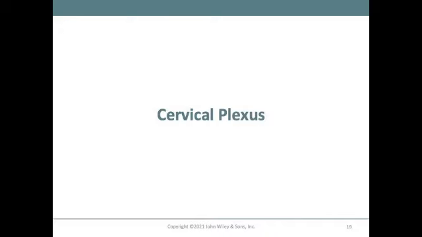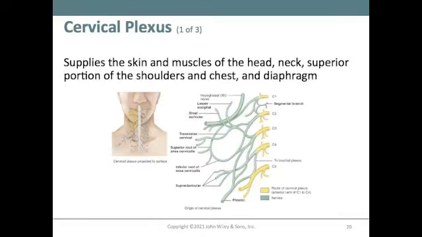For the cervical plexus, this is 13.3 starting on page 471, and this is figure 13.8 on 472. So we talked about it here for a second. The cervical plexus is going to affect these parts of your body. Let's see what it says. This supplies the skin and muscles of the head, neck, superior portion of the shoulders, chest, and diaphragm.